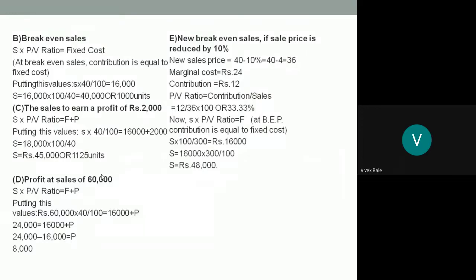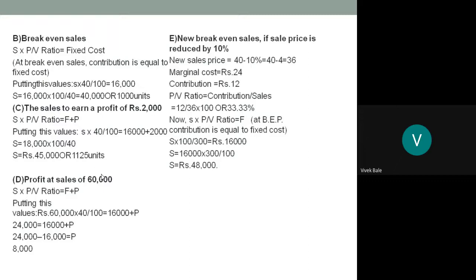So I am putting all these figures into the formula, that is sales which is 60,000 into PV ratio, that is 40%, is equal to fixed cost, already 16,000, plus profit, which is not known, therefore here it is a question mark. So 60,000 into 40% is 24,000, equal to 16,000 plus profit. Therefore, profit is 24,000 minus 16,000, you will get a profit of rupees 8,000. When you have sales of rupees 60,000, your profit would be 8,000 rupees.